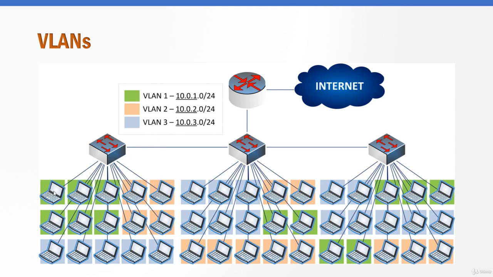So if one of these laptops, let's say this one, sends a broadcast packet, all of the green laptops or all of the laptops that belong to VLAN 1 are the only laptops that are going to receive that broadcast. So even if all of these other laptops are in the same network or are connected to the same switch, they're not going to get that broadcast because they belong to different networks, at least virtually. So that's what you get when using VLANs.